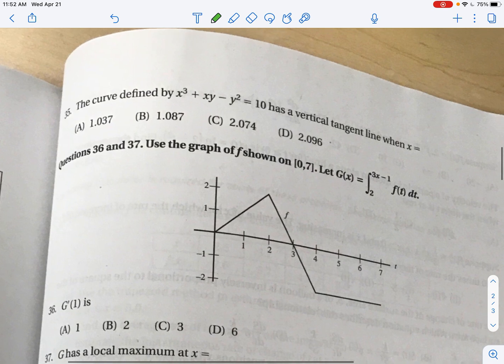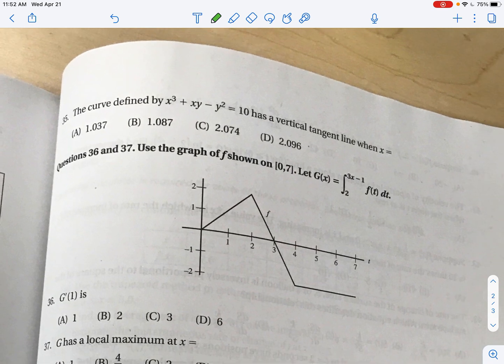All right, question 35. If you do this the quote-unquote official way, it takes a ton of time and is much harder than we would expect. I will tell you, your calculator can graph relations. So if you go to your graph, you usually pick function, but you can graph a relation. And you can just type in this whole equation.